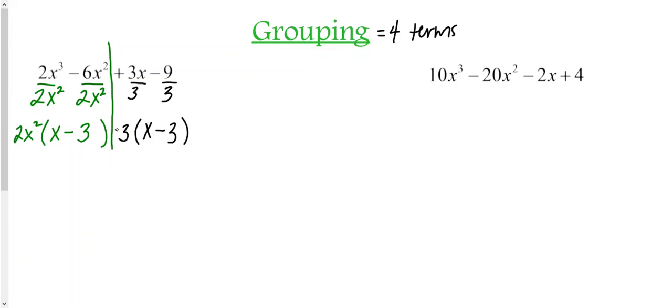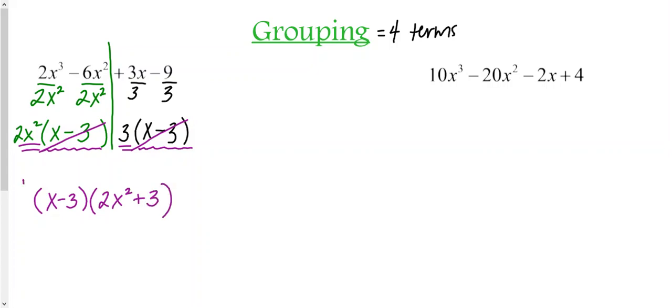Now, on both sides, what do they have in common? Well, they both have this x minus 3 in parentheses. So that becomes part of my answer. So now, if I take that x minus 3 away from both of them, I'm left with their GCFs. And that's what's going to create the other parenthesis. So I have 2x squared, and then this is a positive 3, so plus 3. And there's my answer.